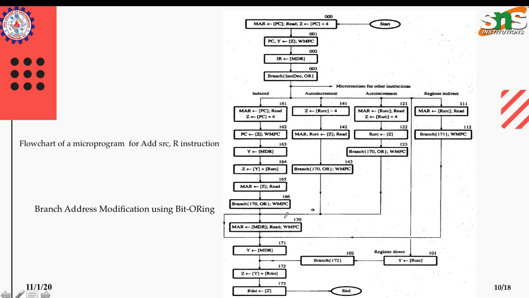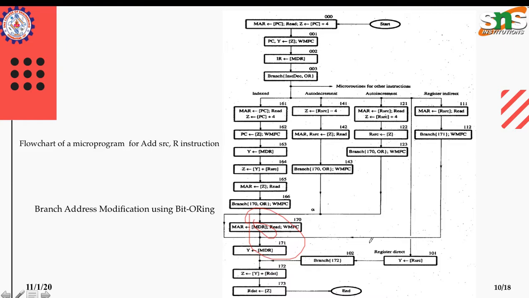This alpha indicates we need to again go for memory read, is it not? So what it says is all the 3 modes are indirect. If it is indirect, then location 170 has to be executed, followed by 171. Suppose all the 3 fall into direct addressing mode, we need to bypass 170 and execute 171. There also the bit ORing technique is used to fetch the correct address. So branching is involved.